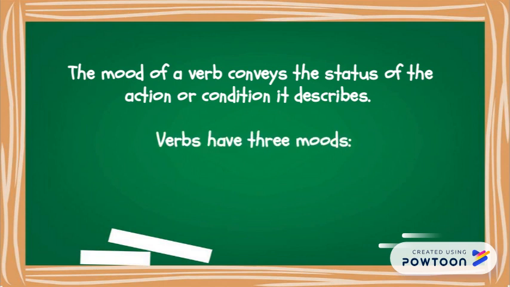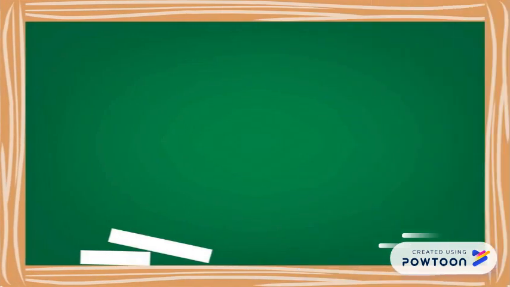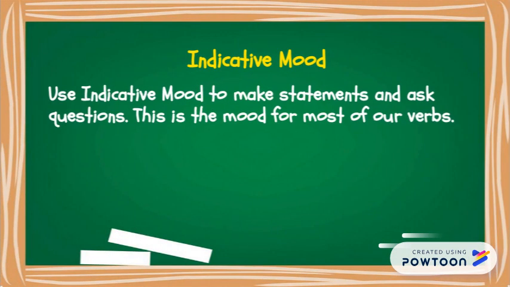There are three moods of verbs: the indicative, imperative, and subjunctive. Let's talk about it one by one. Let us first talk about indicative mood. Indicative mood of a verb is what you use to make statements and ask questions. This is the mood for most of our verbs.